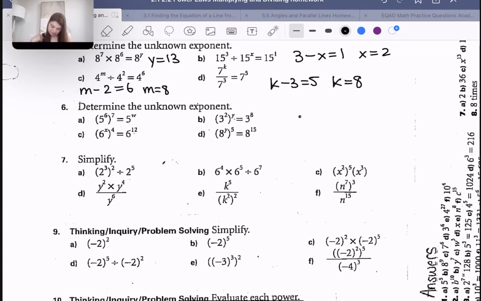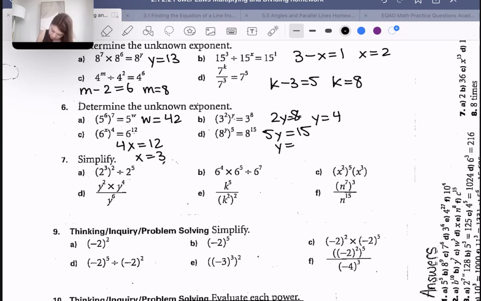Very good. All right, let's determine the unknown exponent now. In this case, w would have to be 6 times 7, which is 42. In the second example, 2 times y would have to be 8. So therefore, y would be equal to 4. And then here we would have 4 times x would be 12. And so x would be 3. And then for D, 5 times y would be equal to 15. So y would be equal to 3. Very good.